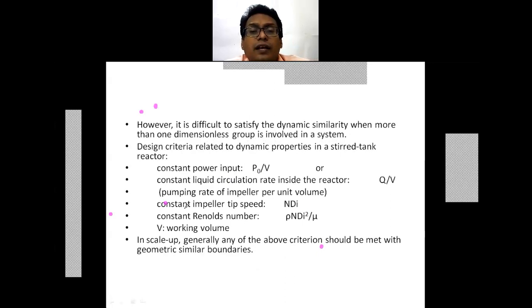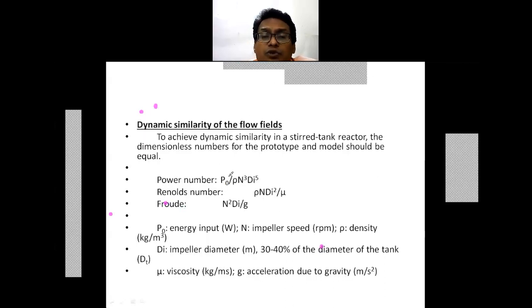So it is difficult to satisfy the dynamic similarity when more than one dimensionless group is involved. Now in this case, the three dimensionless groups, that is your power number, Reynolds number, and Froude number, these are the three dimensionless groups that are there.